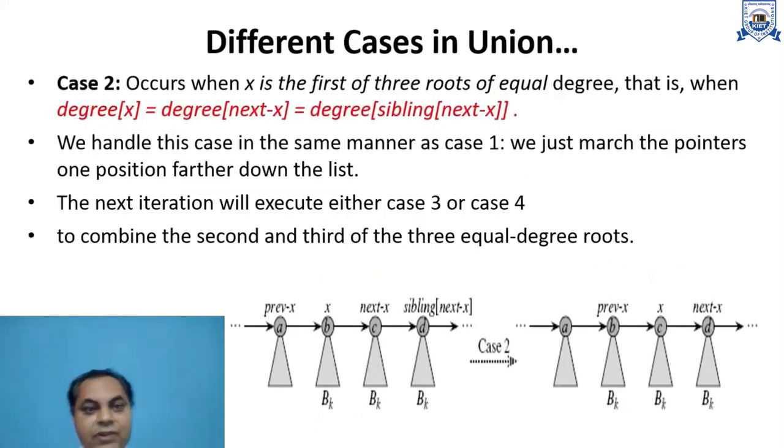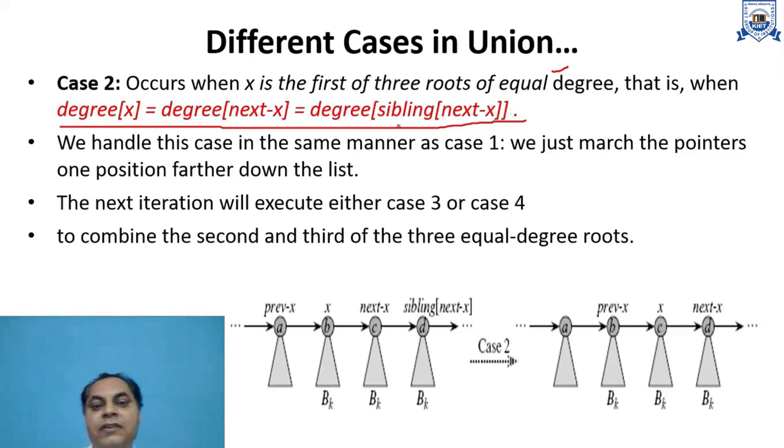Now come to case number 2. Case number 2 occurs when x is the first of the 3 roots of equal degree. That is, degree of x is equal to degree of next of x, and degree of sibling of next of x. That means we have 3 trees which have the same degree. We handle the situation as we did in case number 1. That means we move forward in the list, and the next iteration will finally convert it into case 3 or case 4.